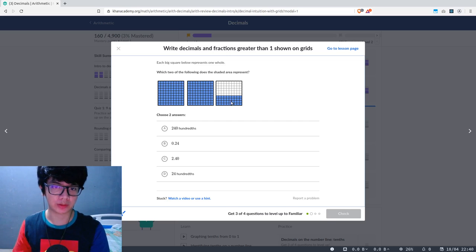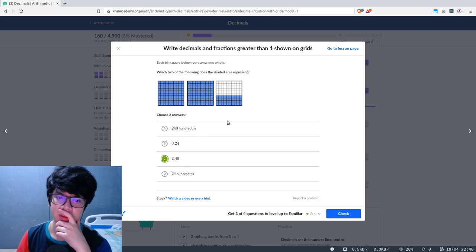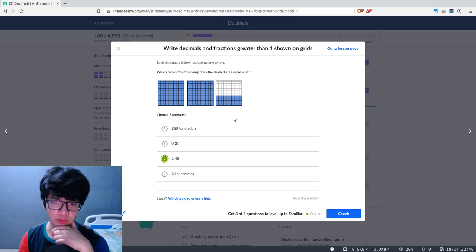Each big square below represents one. Which two of the following does the shaded area represent? It represents 2.4. This is 2.4, right? It's a whole, two wholes, that's two.